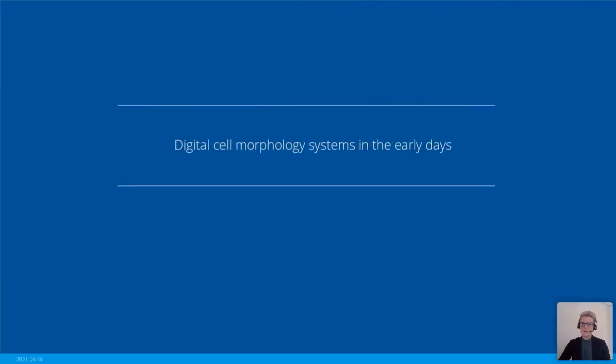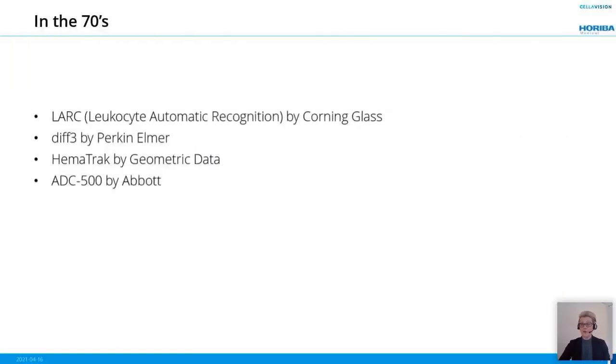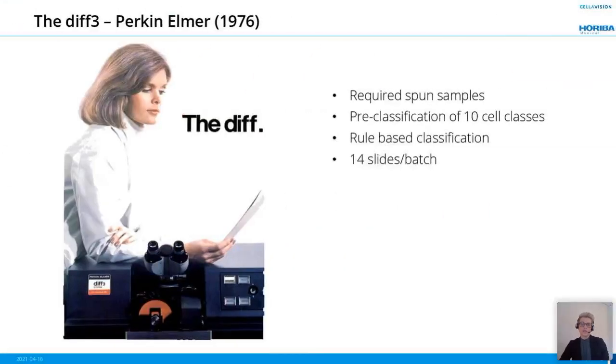But let's jump back in time. And how did it look in the early days when digital cell morphology systems were first developed? We have to go back all the way to the 70s, where the first attempts were done to develop digital cell morphology systems. I listed three, four different types of systems and companies here, and I will talk a little bit about some of them. The first was an American company that released a system called the DIF-3. This system required spun samples and not wedged smears, which were perhaps more commonly used under the microscope. It did a pre-classification of 10 cell classes.